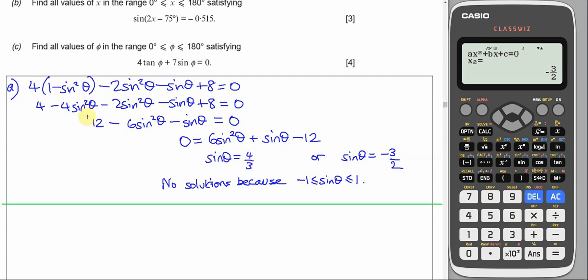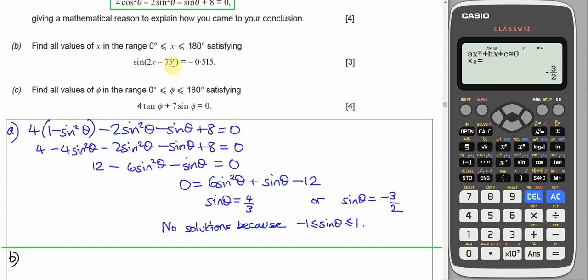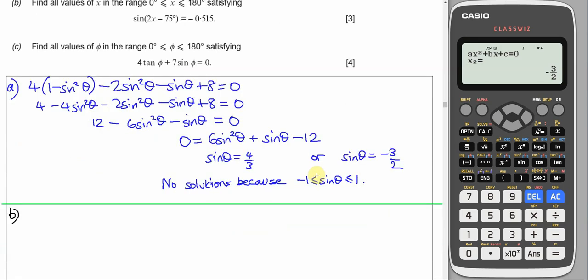Now for part B, which has nothing to do with part A, find all values of x between 0 and 180 degrees satisfying this equation. So I would do a substitution here. Let 2x take away 75 degrees equal some other letter. Now I could use theta, but then I might start thinking it's the theta from part A, so I'm not going to use theta, I'm going to use y.